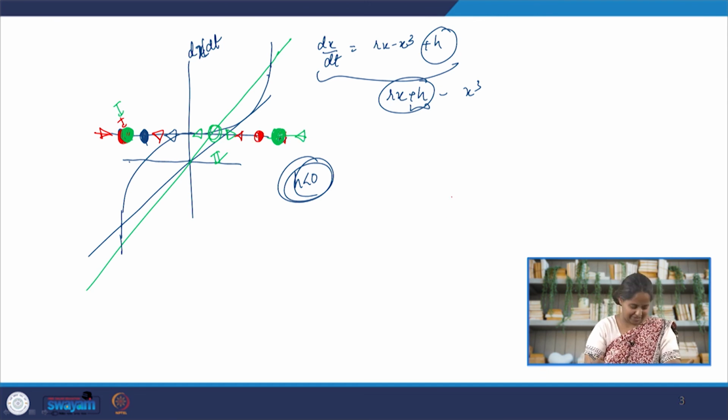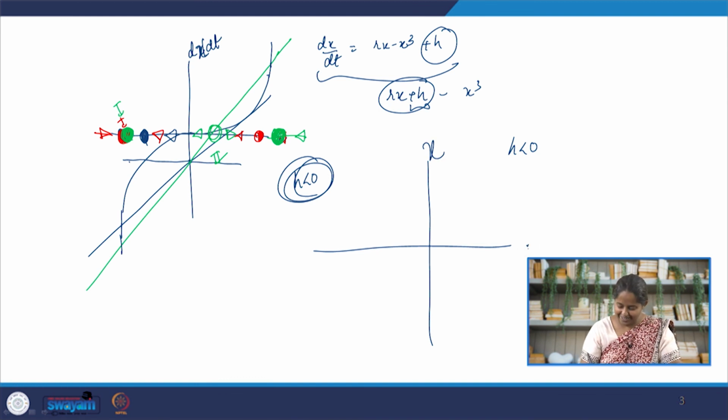Now we are going to draw the bifurcation diagram. It's a very lengthy process and you'll have a question in the exam if you choose to write it. This is for when h is less than 0. On the y-axis we draw the fixed point. On the x-axis we draw the parameter that we are varying, which is r.